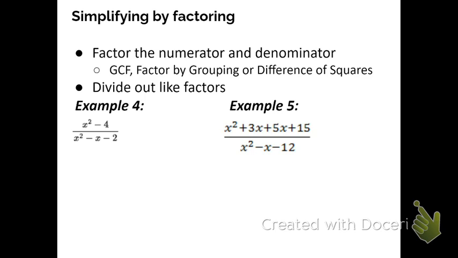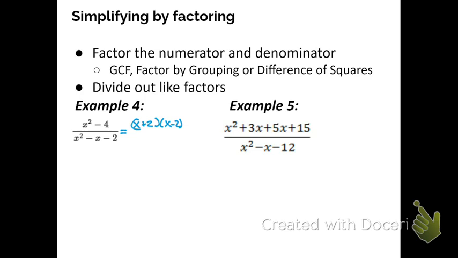So let's start with this example 4. And if we look at just the numerator first, we have x squared minus 4. There are no common factors, no GCF, but x squared minus 4 is a difference of squares. That factors into x plus 2, x minus 2. Now if we look at the denominator, x squared minus x minus 2, that also does not have a GCF, but it is a trinomial, which means we're going to be using our grouping method.